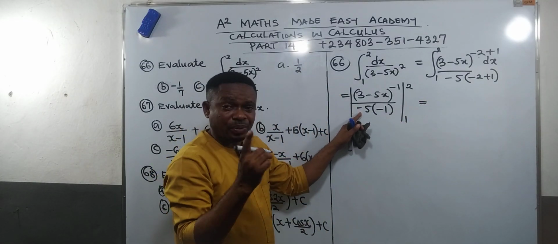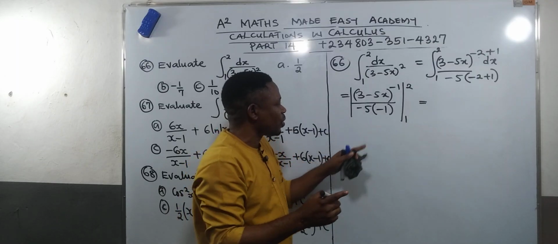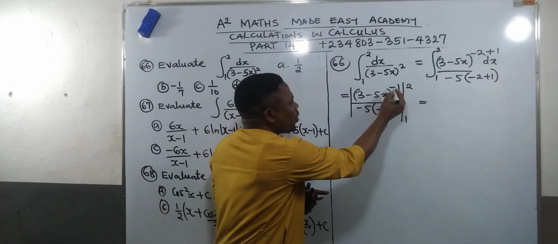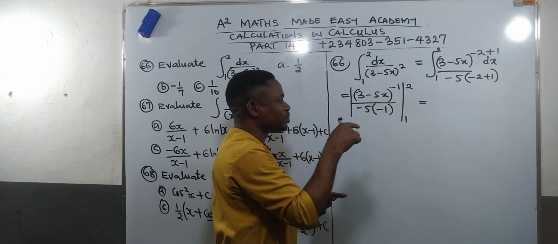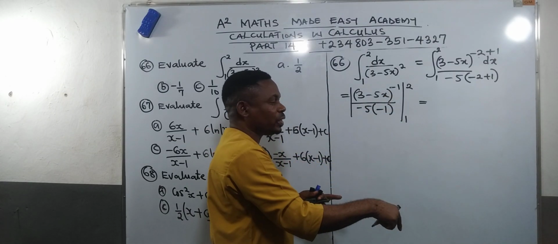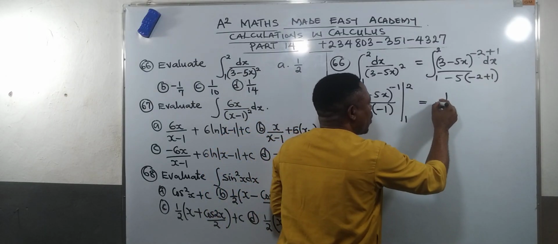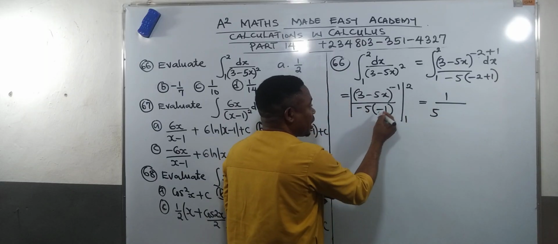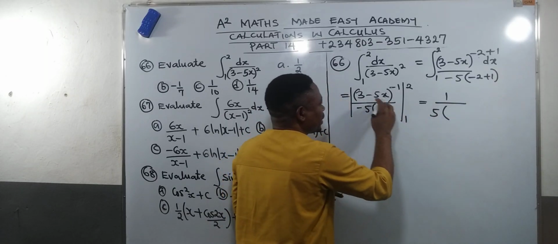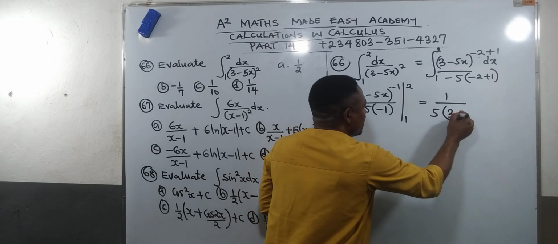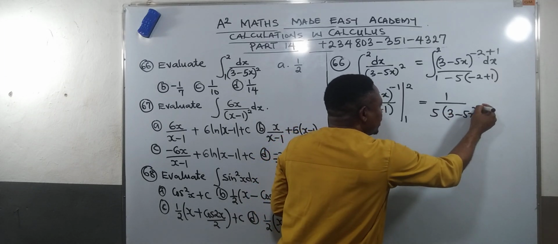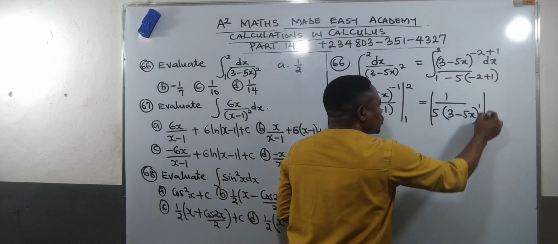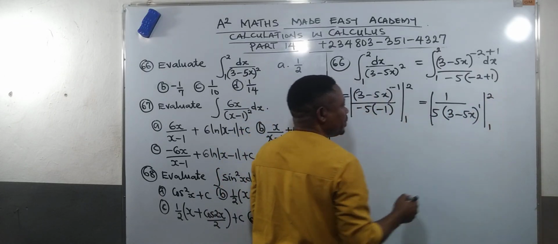Now what do you think will happen here? Minus 5 times minus 1. The minus will disappear. 5 times 1 will give you 5. And because the power here in the numerator is minus, all this value will go down. I will now say 1 all over, this is already 5. Are you with me? Because the minus has disappeared. Then open the bracket. This one will go down, which is 3 minus 5x raised to the power of 1. Am I communicating? Then bounded by upper limit 2 and lower limit 1.